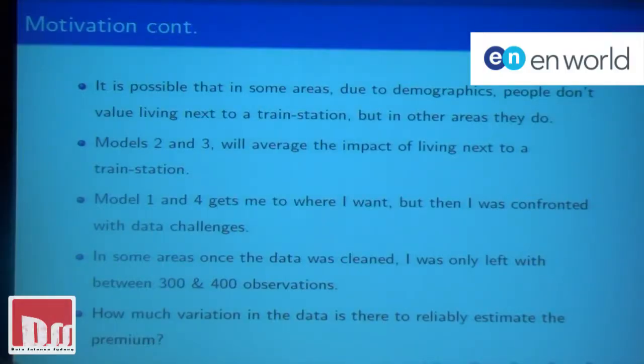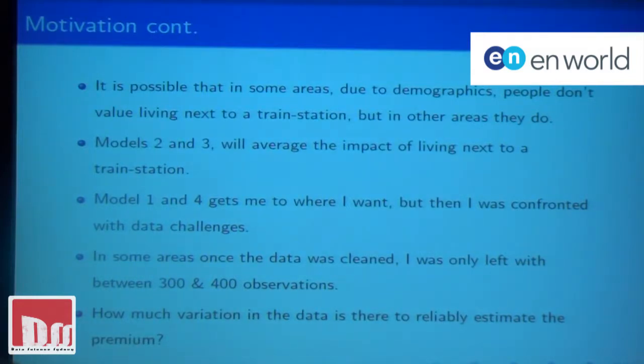So, I said some areas you're left with between 300 and 400 observations. You may say that's okay, but then the question is, given the way I'm constructing the sample, which I'll talk about, how many properties are we going to get that are close to train stations relative to properties that are far from a train station, to get the necessary variation to tease out the impact of living next to a train station. So there were two problems.